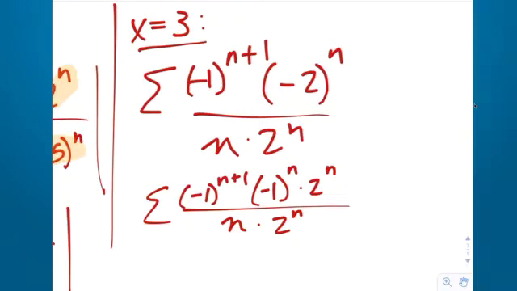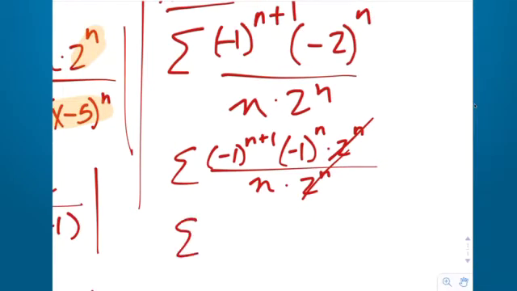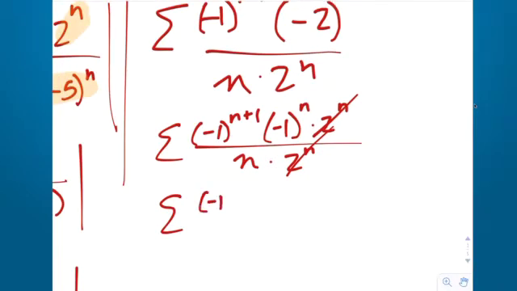And now, what happens with your 2 to the n's? They divide out. And now we're left with negative 1 to the n plus 1 times negative 1 to the n. When the bases are the same, what do we do with the exponents? We add them. So that's going to be negative 1 to the n plus 1 plus n, which is 2n plus 1, all over n. Now, here's where you have to be careful.